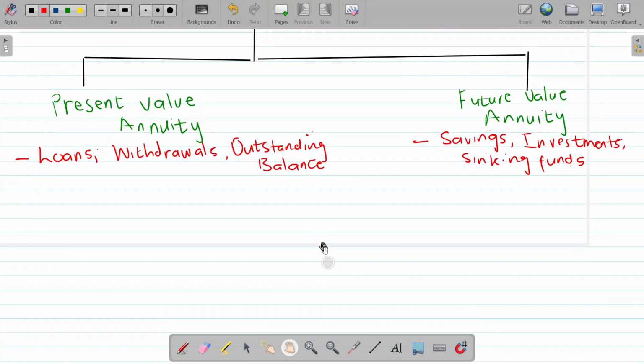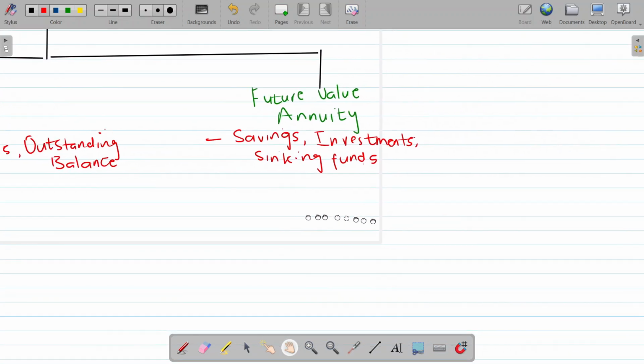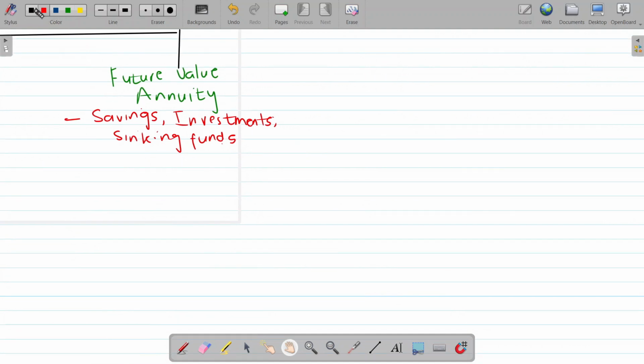Right. So now these two have different formulas. I'm going to first start off with the future value formula. The future value formula has three formulas. Now these three formulas depend on the question you're given, it depends on the scenario that you're given. The first one is FV equals X (1 plus I to the power of N minus 1) all over I.